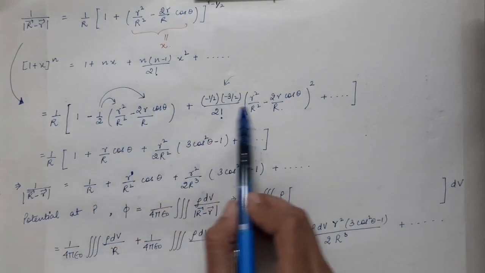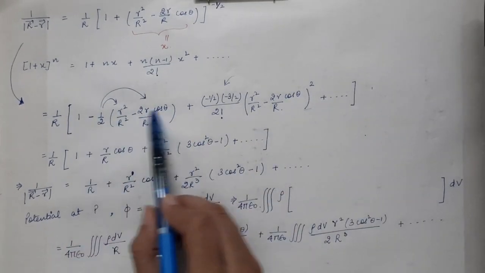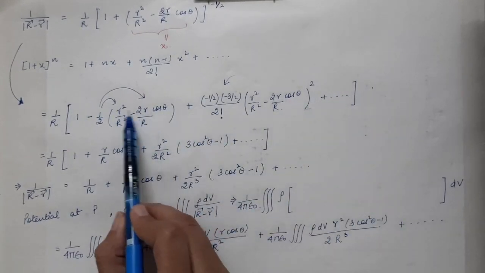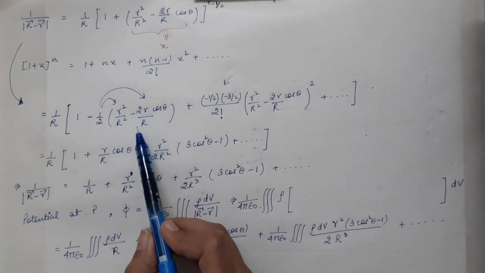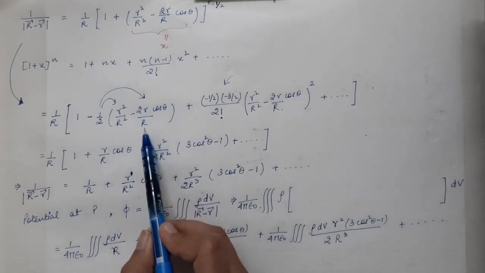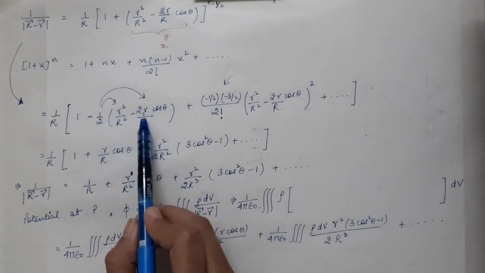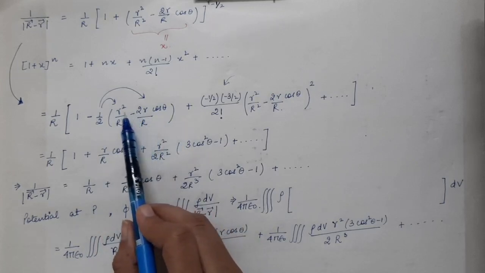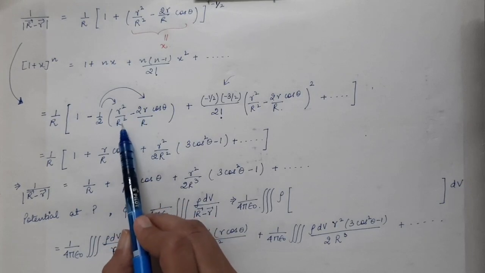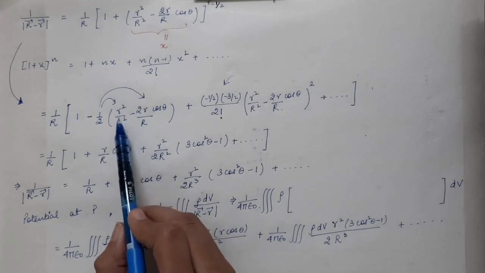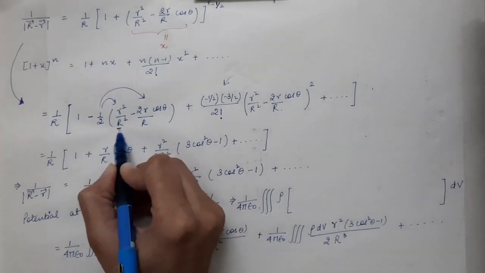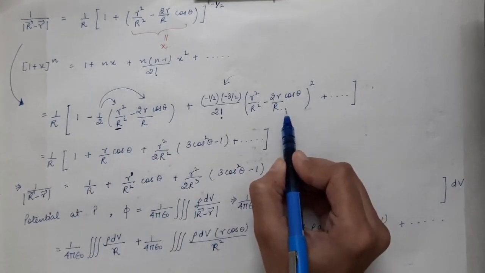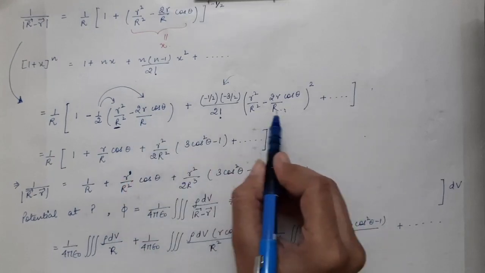So when you open all these brackets in this particular step, you will get a term which will have small r divided by capital R. From here you will get small r divided by capital R, and then you will get a term of small r square divided by capital R square. So small r square divided by capital R square will come from here also, as well as from this particular term also, and then you have to club these two terms.